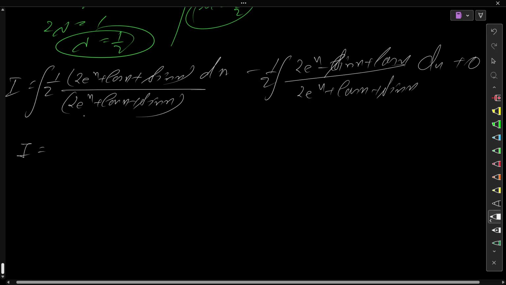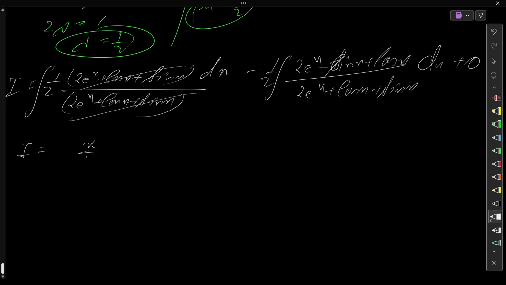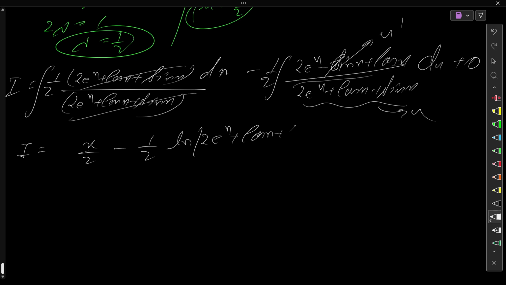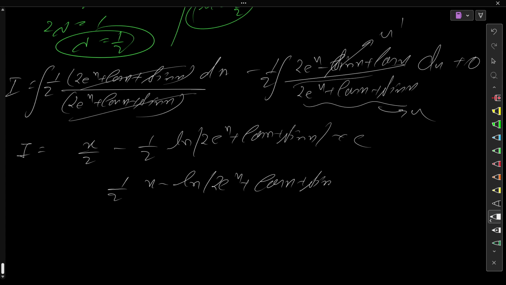So this could be written as, this will get cancelled. So x by 2 minus, of this is u and this is u prime. So this could be written as half ln mod of 2 e to the power of x plus cosine x plus sine x plus c. So this could be written as half x minus ln mod of 2 e to the power of x plus cos x plus sin x plus c.